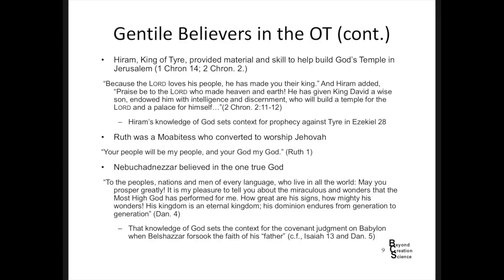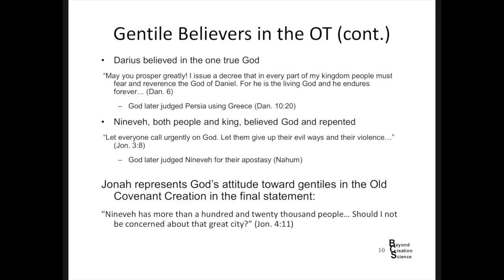If you read Daniel chapter 5 as a parallel text to Isaiah 13, it's very clear that what's going on there is a covenant judgment. Bears many, many similarities to the prophecies against Israel as well. How about King Darius? "May you prosper greatly. I issue a decree that in every part of my kingdom people must fear and reverence the God of Daniel, for he is the living God and he endures forever." Of course, we find that God later judges Persia as well in Daniel chapter 10.